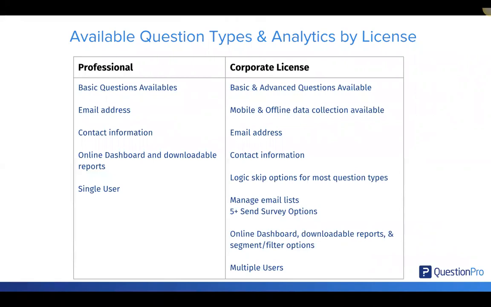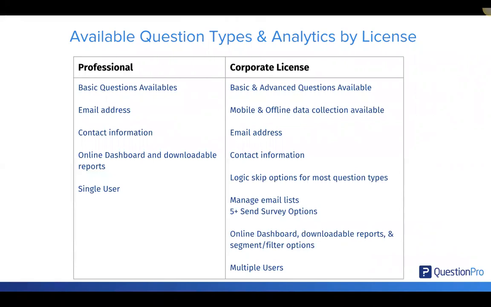With a professional license, you get all the basic questions available. You can use email addresses and update some contact information. And then you'll have access to the online dashboard and be able to download the reports. This is a single user license. It's great for one-off projects. So if you're just coming in, doing some basic surveys, looking at 8 to 10 questions and just really basic, that's a great one to go with as well.